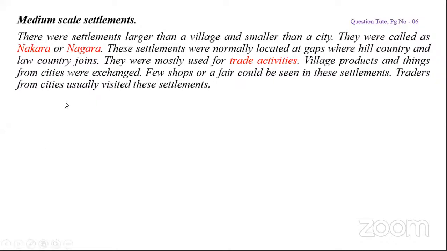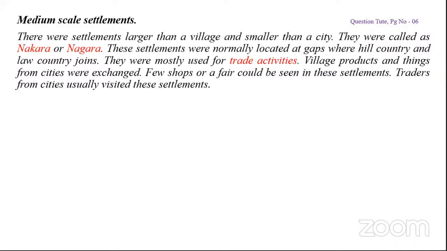So what is the second type? Medium scale. That means not a small village, not a very big urban settlement. It's a medium scale settlement. There are settlements larger than small villages and smaller than a city. They were called Nakara or Nagara. Even now we call them Nagara. So Nakara, Nagara means they were not large urban settlements, but they were urbanized settlements. These settlements were normally located at gaps. Gaps means the places where the low country and hill country join. All the road networks lie through the gaps.